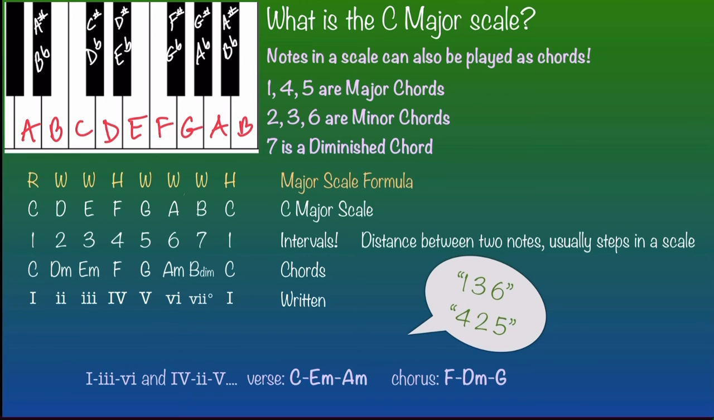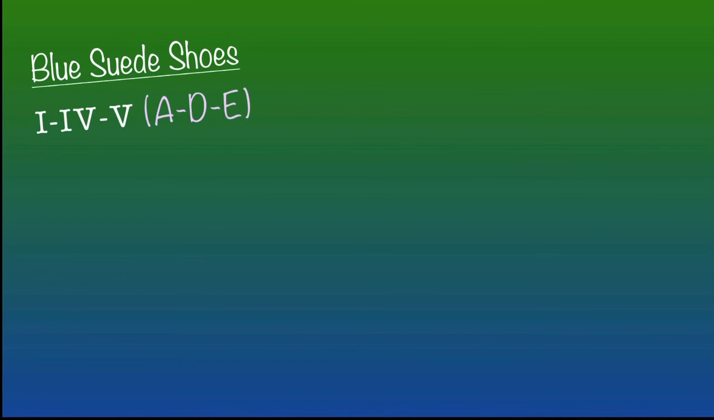Rock is built on the 1-4-5 progression. A progression is just the sequence of chords that you will play. A 1-4-5 progression. Rock is built on it. For example, Blue Suede Shoes by Elvis. It is the 1-4-5. I'll play it in the key of A, D, E.